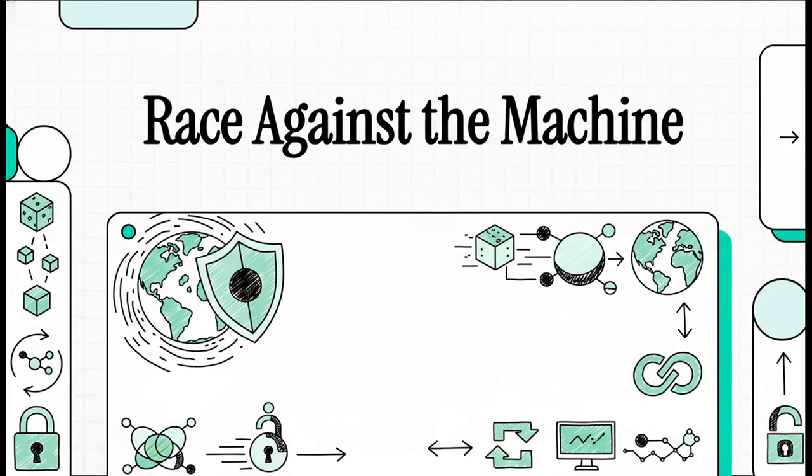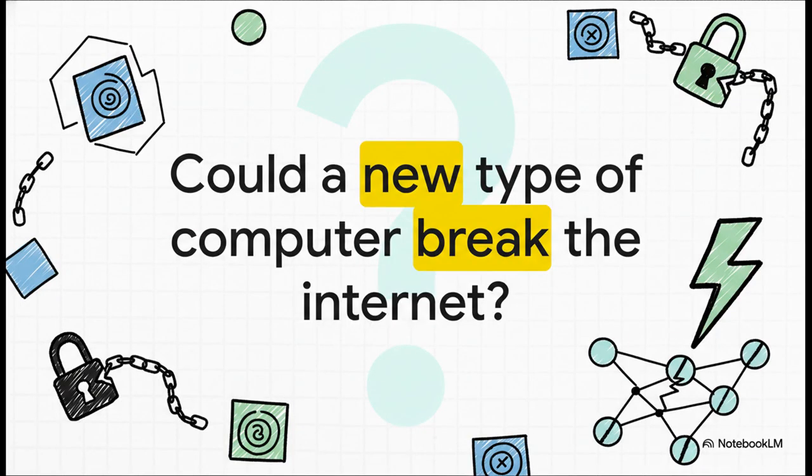Welcome to The Explainer. Today, we're jumping right into this massive, high-stakes race to protect, well, our entire digital world from a totally new kind of threat. So it really all boils down to one simple question, but it's a question that has cybersecurity experts and even governments all over the world scrambling. And that is, could a new type of computer actually break the internet as we know it? The short answer? Yeah, it could. And that's exactly what we're going to unpack.